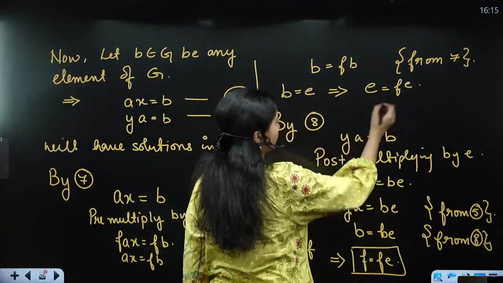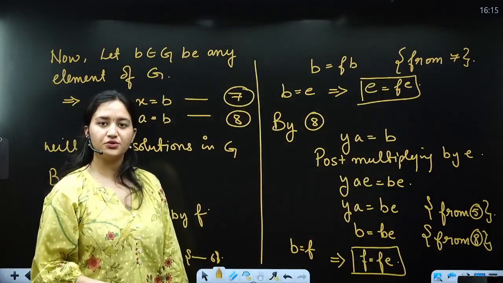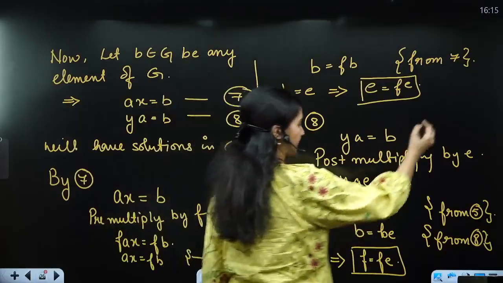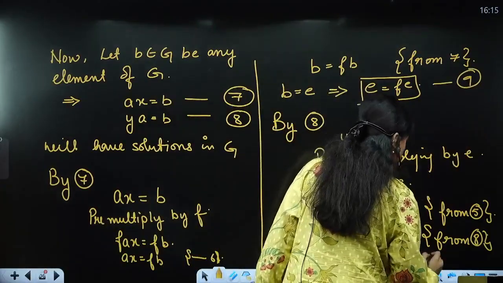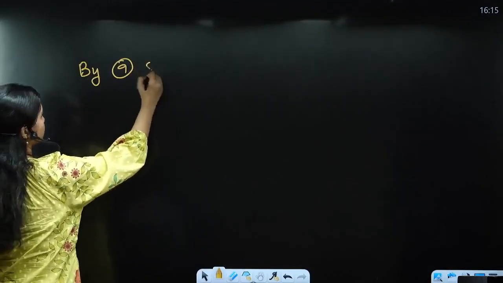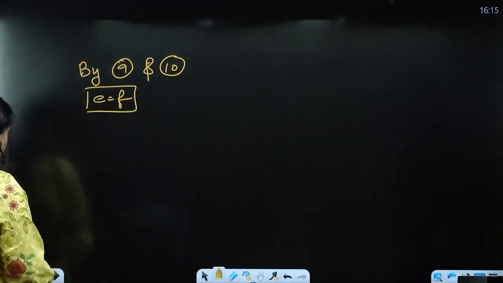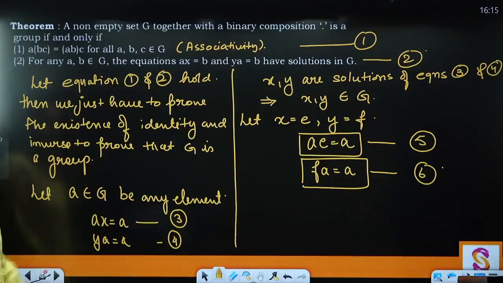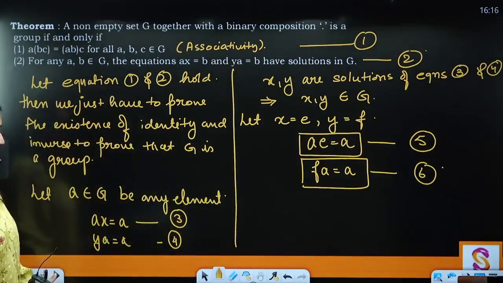Now combine these two equations. E equals FE and F also equals FE. So this implies that I can name these equations as 9th and 10th. By the 9th and 10th equations, I will get E equals F. Now using these two equations, AE equals A and FA equals A, which are the 5th and 6th.